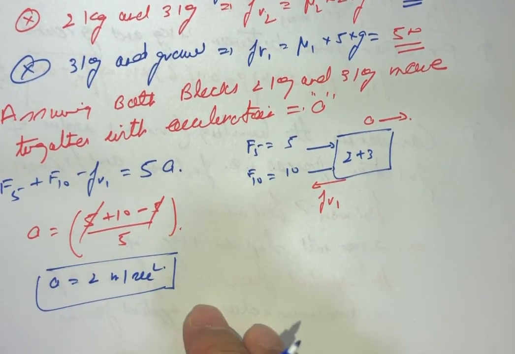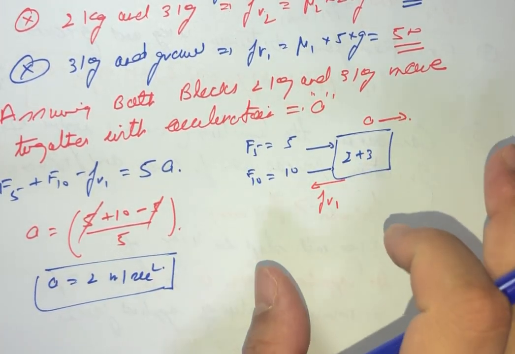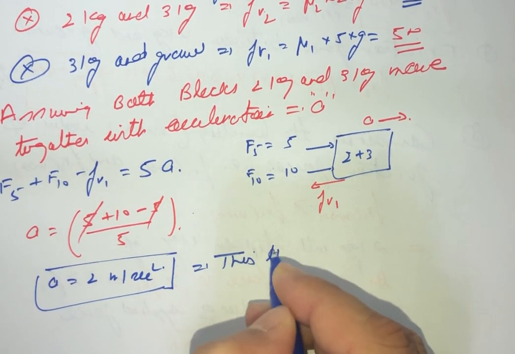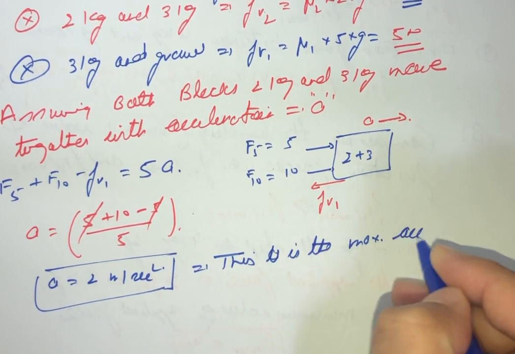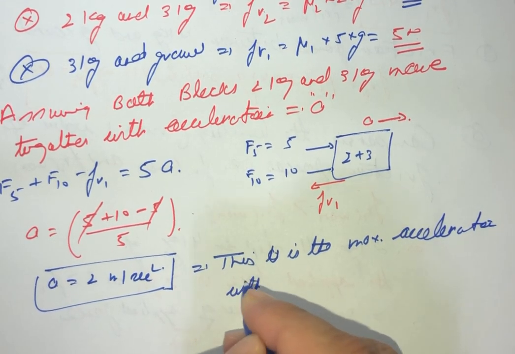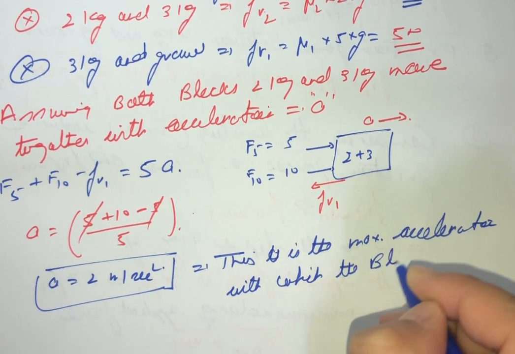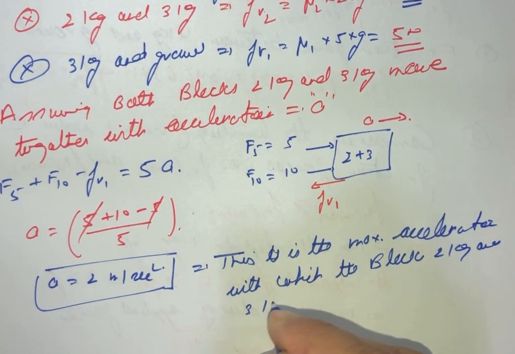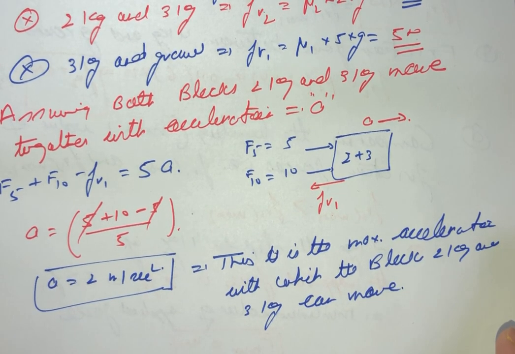Okay, so this is the maximum acceleration with which both the blocks can move. Okay. You can say this is the maximum acceleration with which the blocks 2 kg and 3 kg can move. Okay.